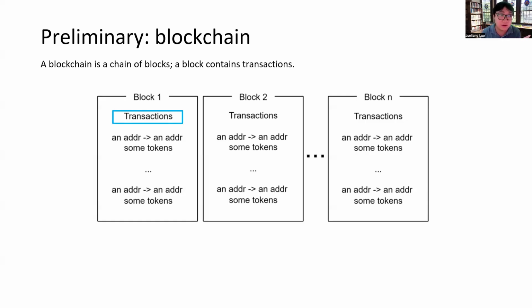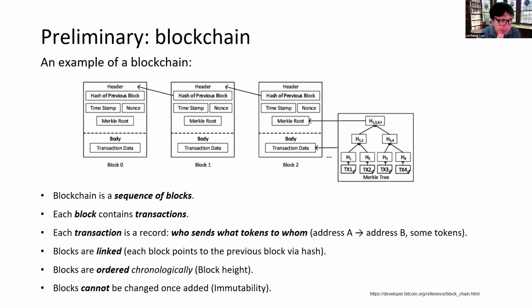So here is a simple graph. You have blocks 1, 2, 3, 4 until n. One is the oldest and n is the newest. You always have transactions happening in every block. And a transaction is basically an address transferring some tokens to another address. To be simple, it's very simple. To be a bit more detailed, a blockchain has sequential blocks, and each block contains the transactions we already mentioned. Every transaction is a record of what tokens were sent from address A to address B.